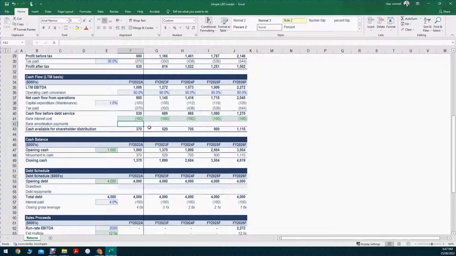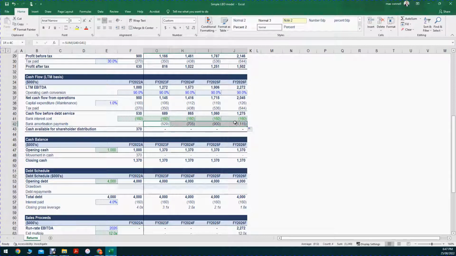So why don't we just assume 0 in the first year, and then from each period thereafter, maybe what we could do is assume the difference between the two. And that's essentially going to get us down to 0. Essentially what that means is we're paying all of our excess cash every single year into paying down our loan.